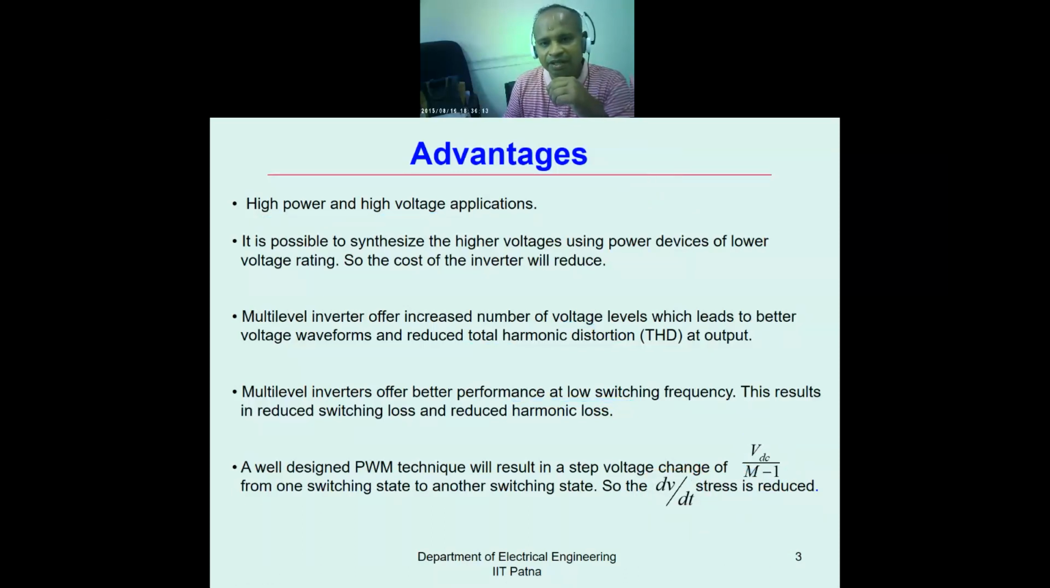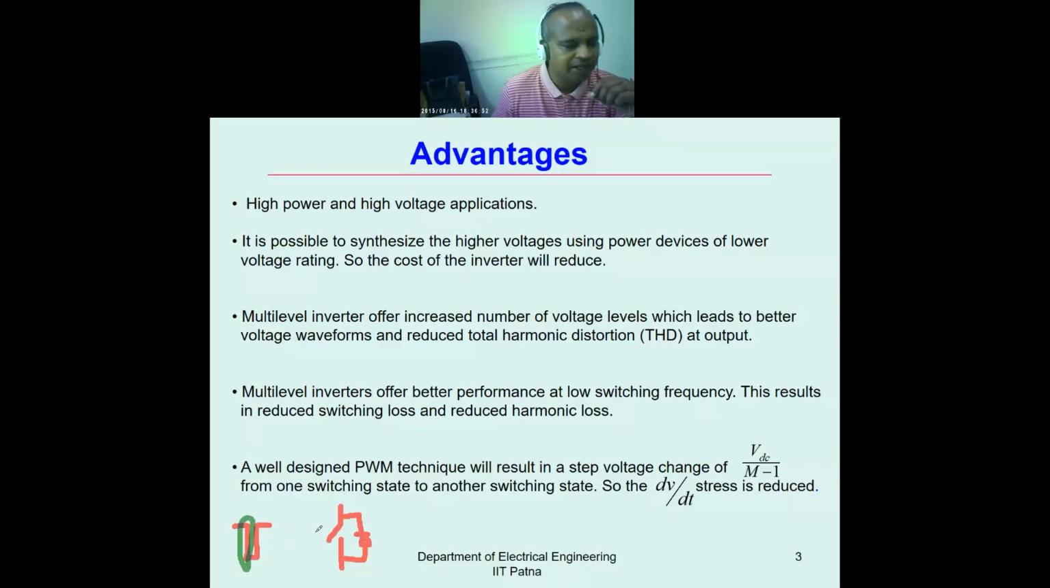You see, this dV by dt in case of an inverter is that when you have a switch, for example, a bidirectional switch I have here, this is a bidirectional switch. So this dV by dt, when I want to apply a voltage like this, for example, plus and minus. So if you see here, what is the change in voltage? Change in voltage is plus VDC to minus VDC.